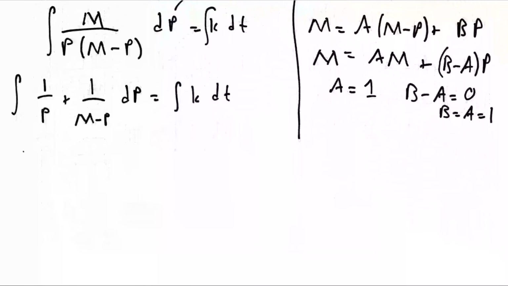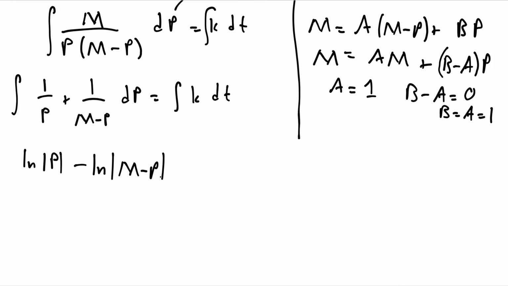The antiderivative of 1 over P is natural log of the absolute value of P. The antiderivative of 1 over (M minus P) is negative natural log of the absolute value of M minus P. On the right-hand side, the antiderivative of k is simply k times t plus some arbitrary constant. Let's multiply both sides by -1. It will make some simplifications easier later on. If we multiply C times -1, well, C is an arbitrary constant, so we can leave it as plus C.